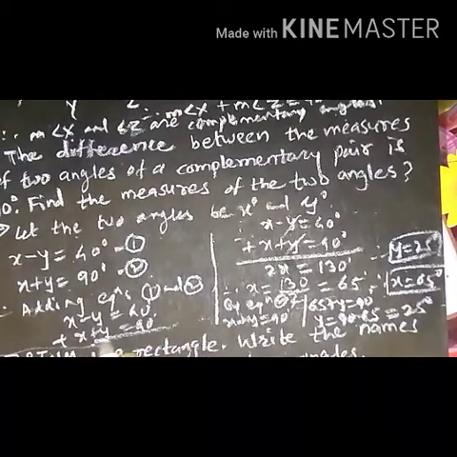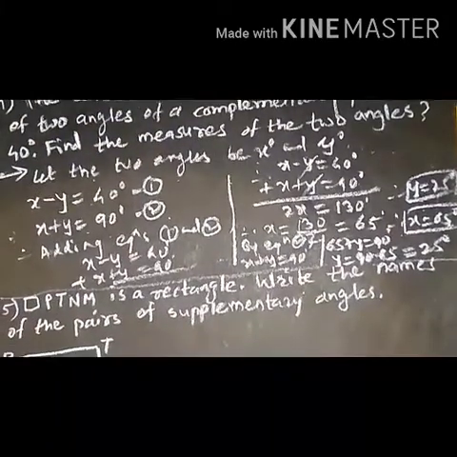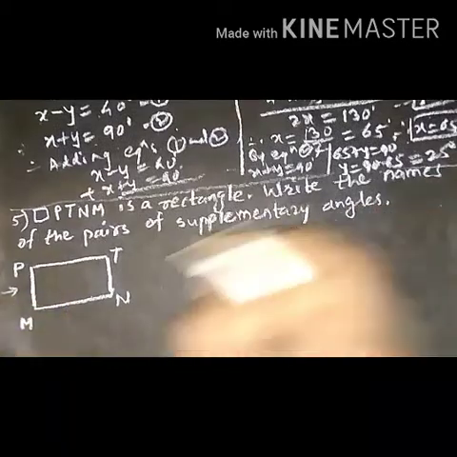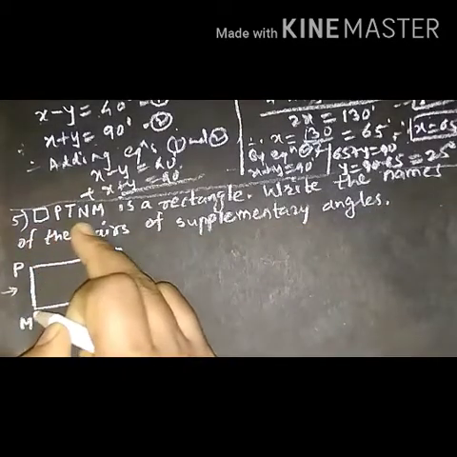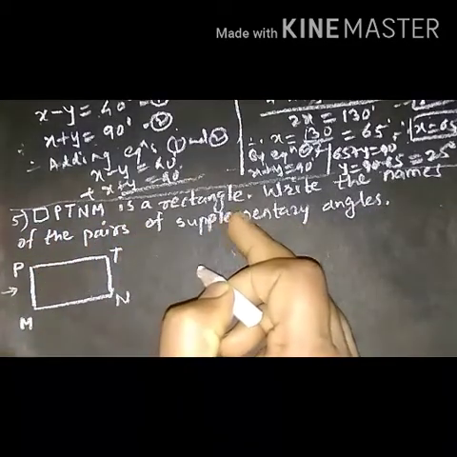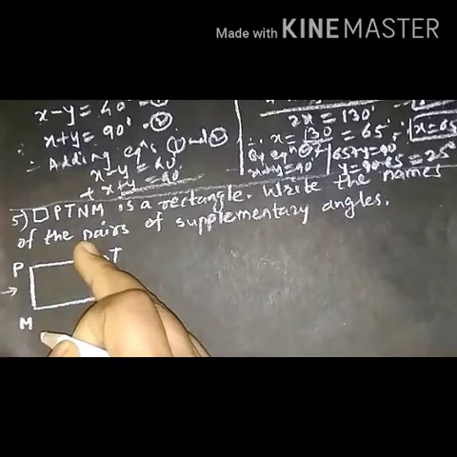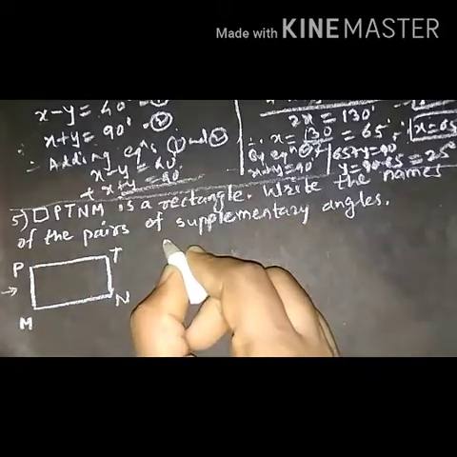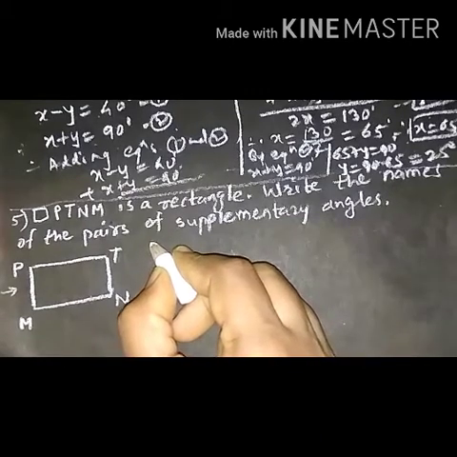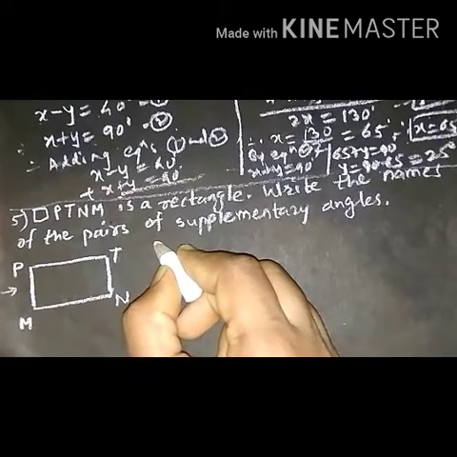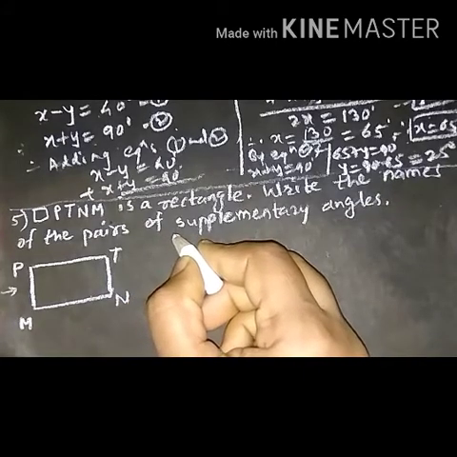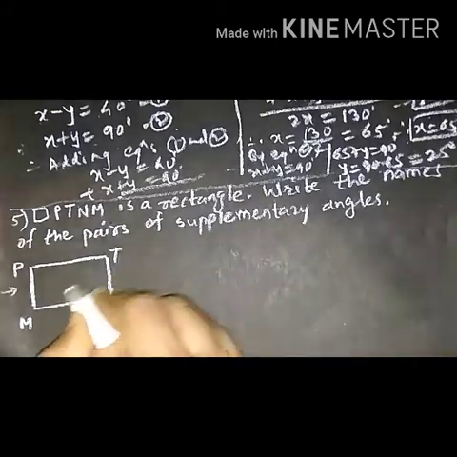Now let us see the next example, number 5. This is the symbol for quadrilateral. Quadrilateral PTNM is a rectangle. Write the names of the pairs of supplementary angles. Supplementary angles means the addition of two angles is 180 degrees; if the sum of the measures of two angles is 180 degrees, then the two angles are called supplementary angles.